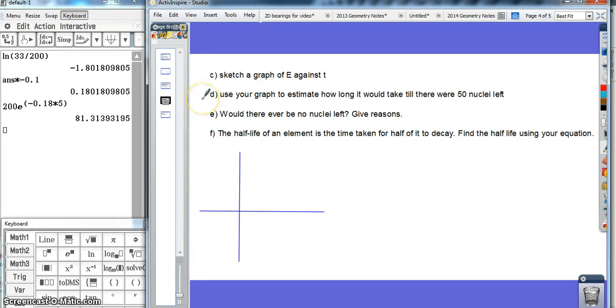Sketch a graph of E against T, and then we'll use our graph, and then a couple of other questions there. The first thing is the sketch. Again, please have a go on your own first. Pause the video, see if you can sketch it.